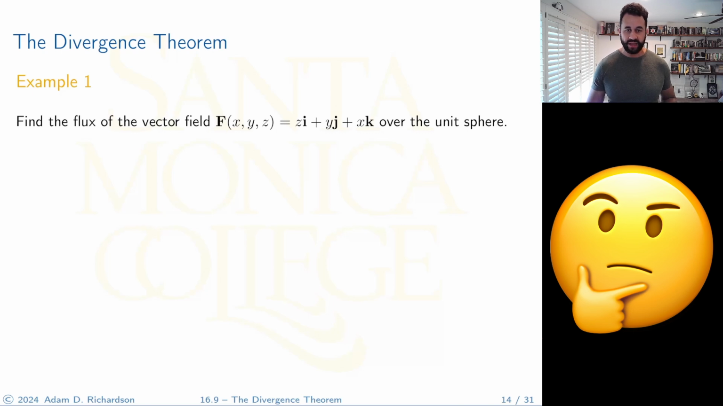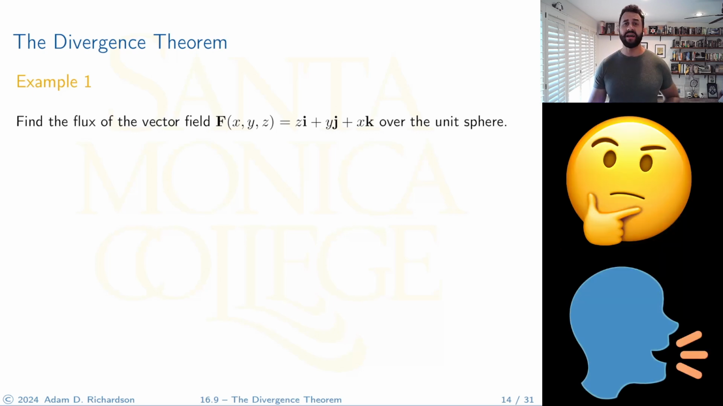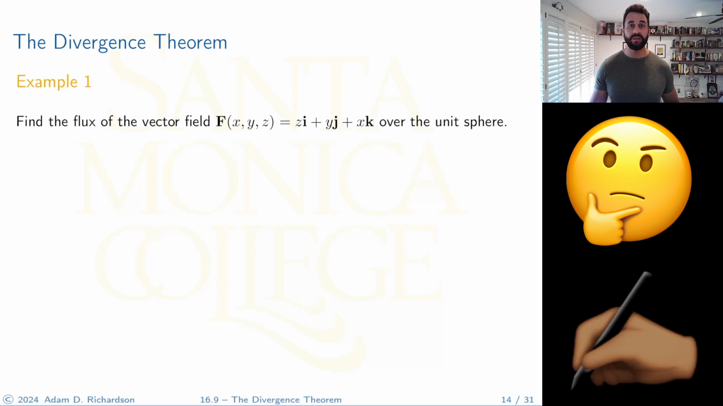All right. Now, as always, you've got to say something out loud to give your brain that feedback. Talk to yourself, talk to your friend, talk to your peer, say something out loud. And now try to compute it yourself using the divergence theorem.